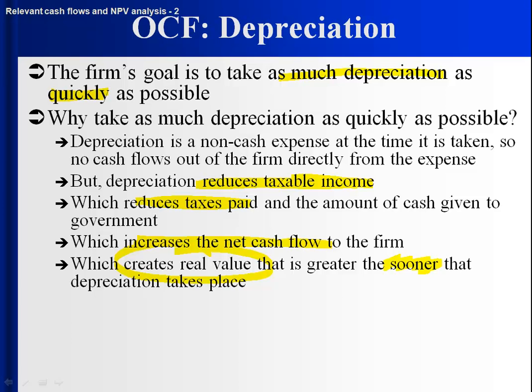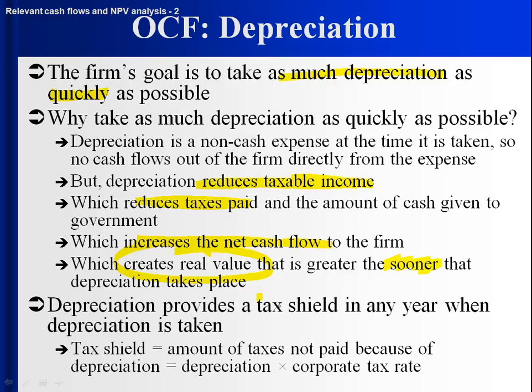So if I have a situation where I can take a write-down that's going to save me taxes, I'd rather save them today than in a year, and I'd rather save them in a year than in 5 years. This is called the depreciation tax shield. What it's equal to is the amount of taxes that you don't pay because of depreciation, and it's simply the amount of depreciation, which lowers your taxable income, so you don't have to pay taxes on it, times the corporate tax rate. So again, remember that the objective of a financial manager is, within the rules, to take as much depreciation as quickly as possible.